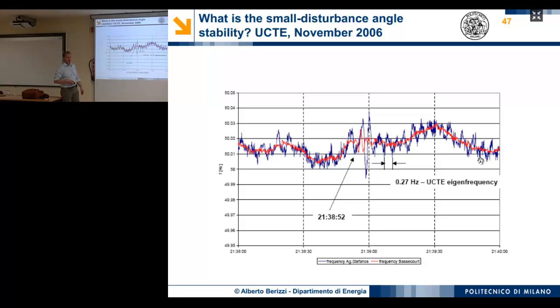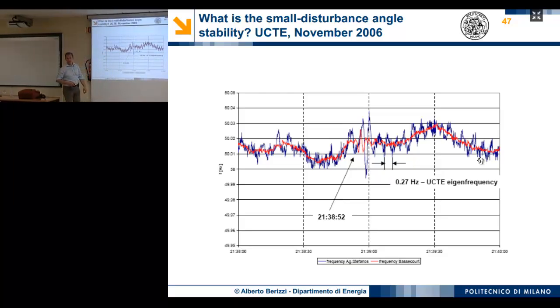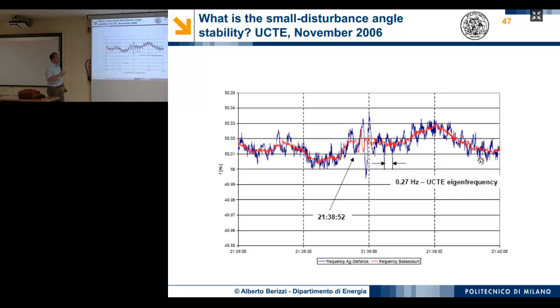Another issue of the excitation system is the damping of electromechanical oscillations. You can see that this is a disturbance in 2006, and this is the voltage, the European voltage. I can't remember where. Okay, in Greece. The blue one was in Greece, and you see that while the red one is more or less stable, the blue shows some oscillations, 0.27 Hertz, which corresponds to one of the eigenvalues of the system.